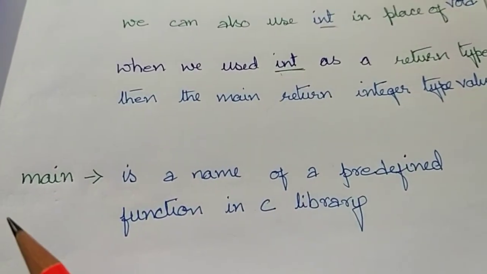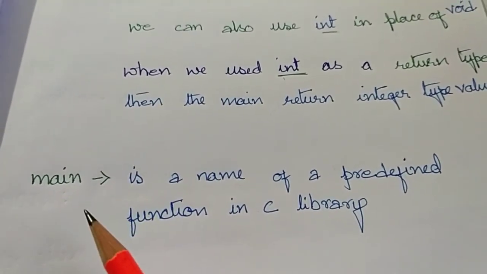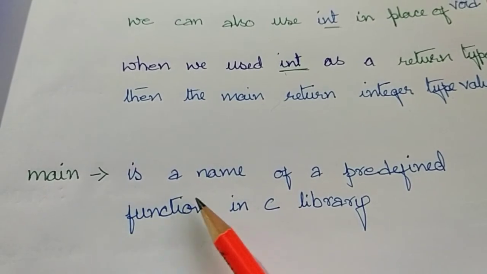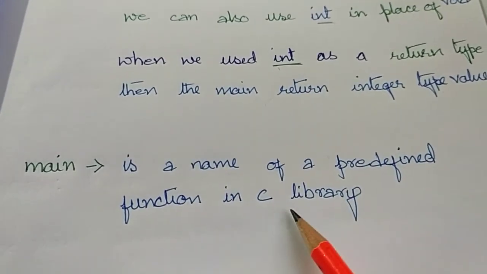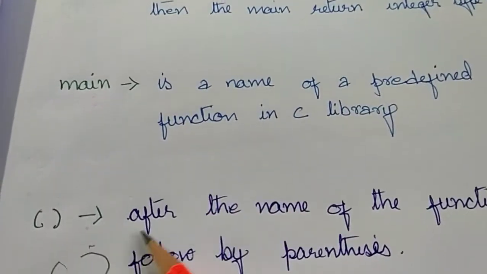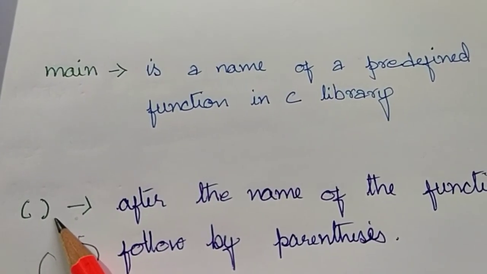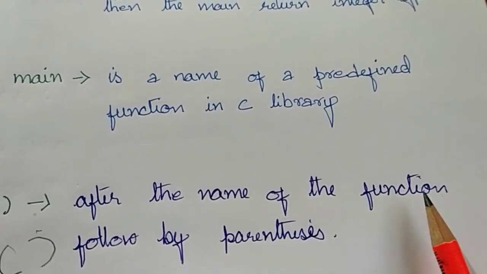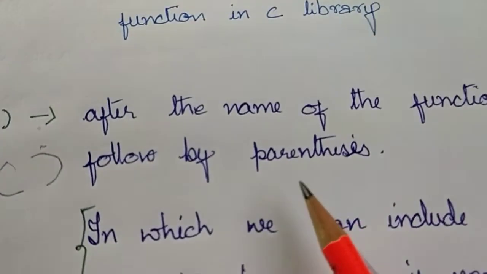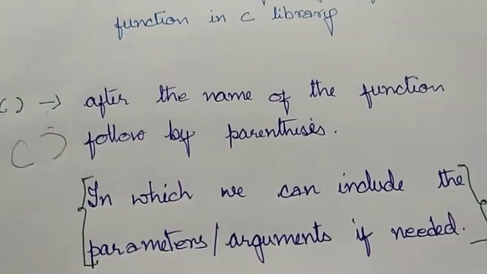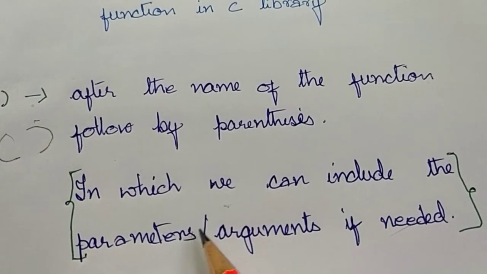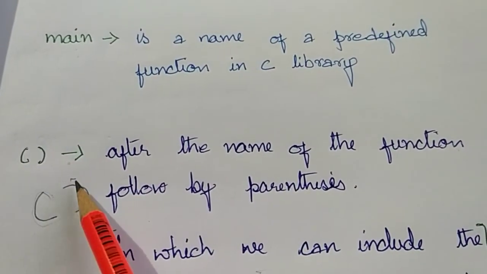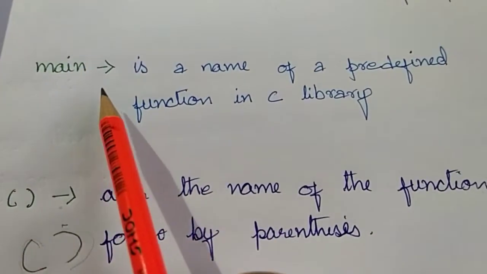Then after the return type, int or void, we have the name of the function, that is main. Main is the name of a predefined function in the C library. Then after main, we have the open and close parenthesis. After the name of every function, not only main, every function is followed by parenthesis. Why do we use parenthesis? In some cases, we can include parameters and arguments if needed. If not, we can only use the open and close parenthesis after the name of the function.